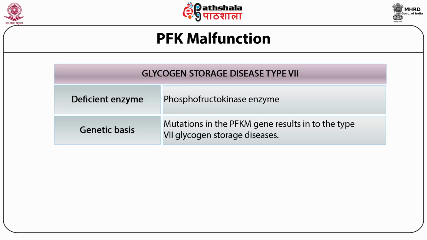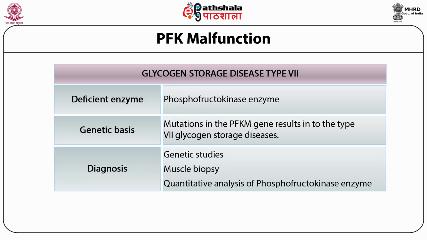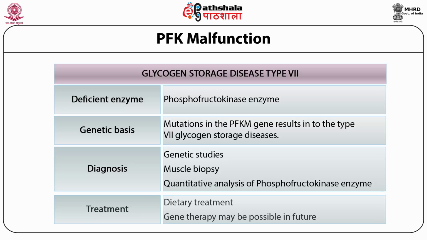In this disease, the patient is unable to break down glycogen in muscle cells. It results in interference in the functioning of muscle cells. Its diagnosis is done by genetic studies, muscle biopsy, or a quantitative analysis of the phosphofructokinase enzyme. Its treatment includes dietary treatment.